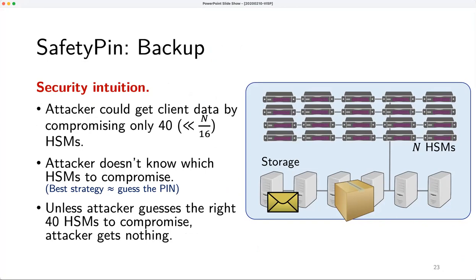So because the attacker doesn't know which PIN you used, it doesn't know which HSM to compromise, and it's kind of stuck. The best thing it can do is guess your PIN, and it has whatever, a 1 in 10,000 chance of guessing right. And if the attacker guesses only, say, 39 out of the 40 HSMs that you used, it doesn't have enough information to decrypt your ciphertext. So the attacker really has to get all 40 before it gets anything. So this is kind of the intuition. This is obviously not a proof, but we have some formalism and proof in the paper if you're interested.